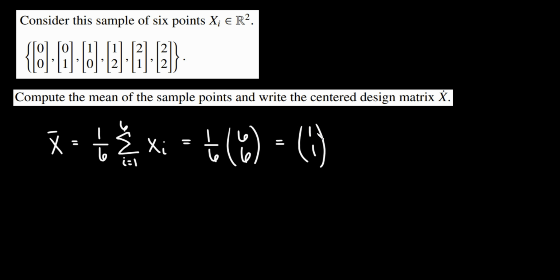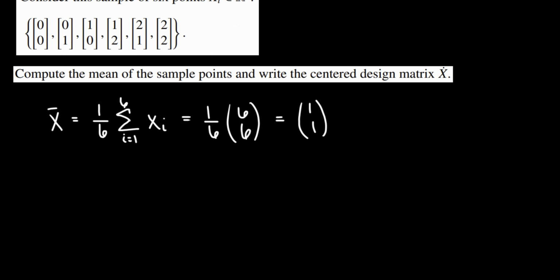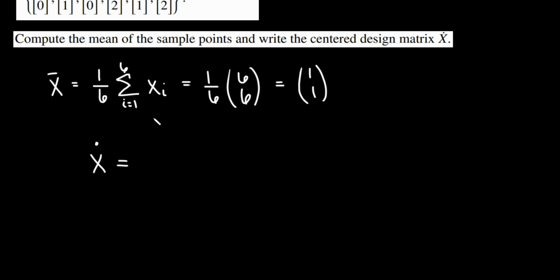And now we need to make a centered design matrix. A centered matrix is a matrix where you've subtracted the mean from each point. Design matrix, you take all of your points and put them together in a matrix. And again, I'm going to consider each one of these elements as a feature. So we could say our X dot matrix will be like this.